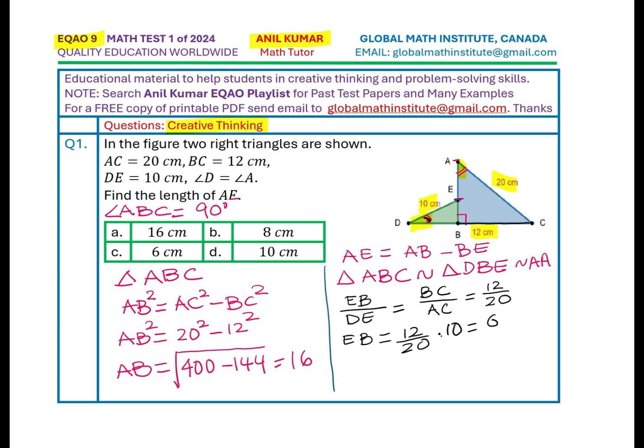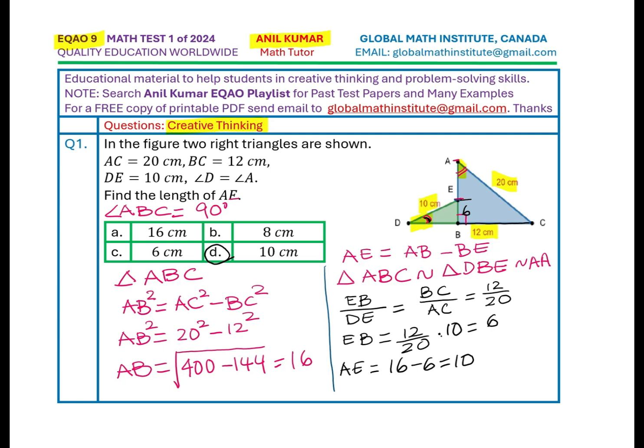Which gives us 6. So we know this side is 6, right? Since we know that E to B is 6 and A to B is 16, now we can find what A to E is. So A to E will be 16 minus 6, which is 10. So therefore, option D is the right option. So that is how we are going to get the correct solution.